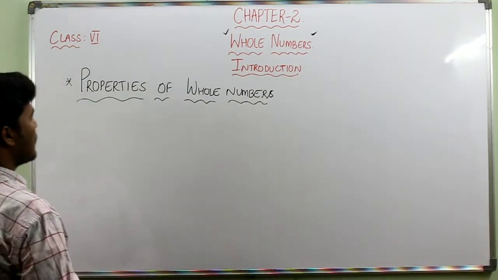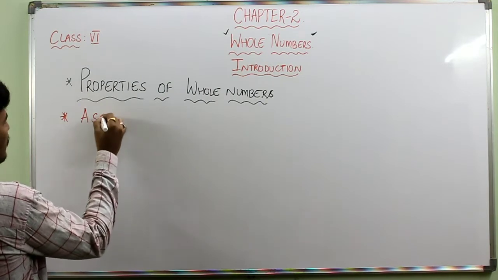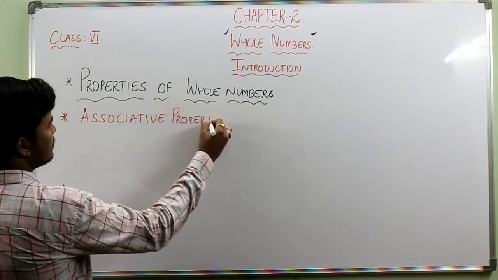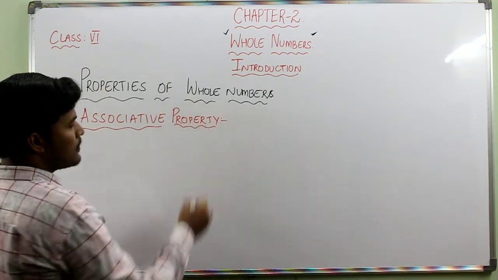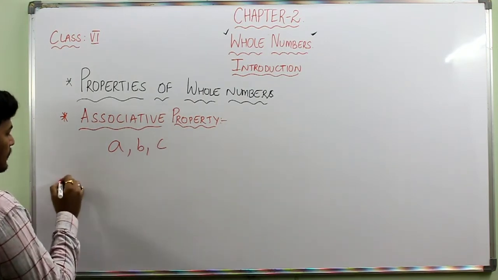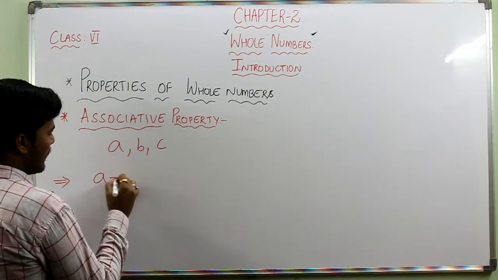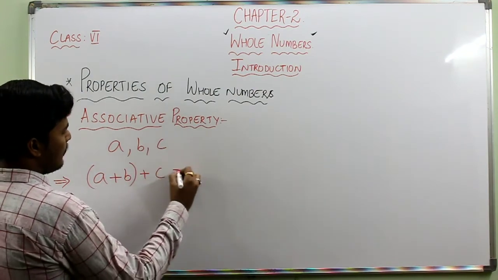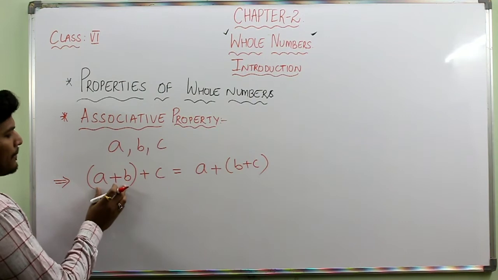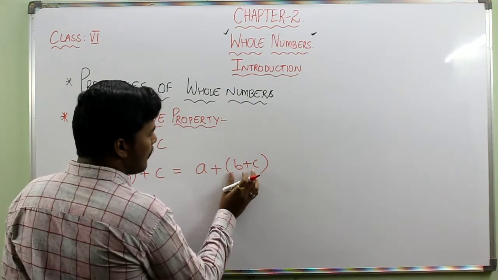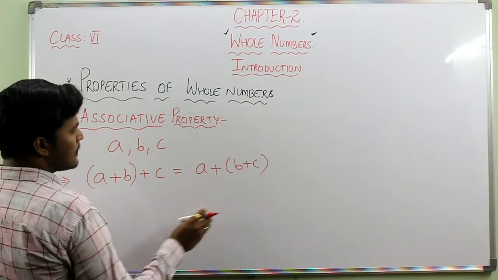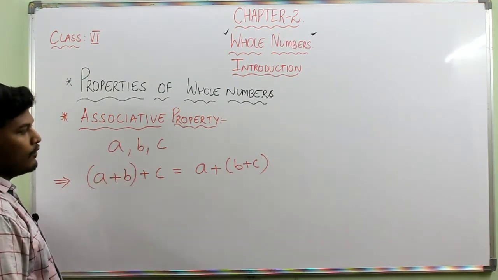The next property is the associative property. So what is this associative property? Let us consider a, b, c, three whole numbers. The associative property in the case of addition is a plus b plus c equals a plus b plus c, where I am changing the grouping. Here I am adding a plus b together, whereas here I am adding b plus c together. Even if I change the grouping of addition, if the LHS and RHS are equal, then that is called the associative property.